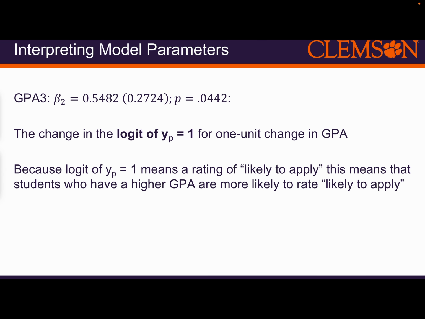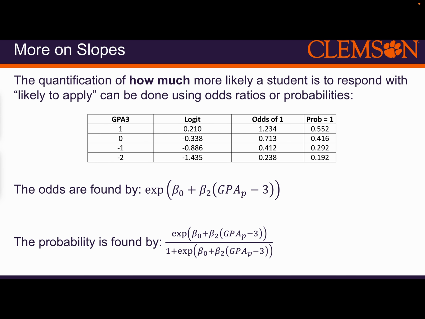But let's look at GPA. It's a quantitative variable and continuous, right? So for every 1 additional unit of GPA, the logit of likely to apply goes up by 0.5482. And because the logit goes up, this means that students who have a higher GPA are more likely to rate likely to apply. And this is where we can really look at an odds ratio as being helpful, right? So how much more likely?